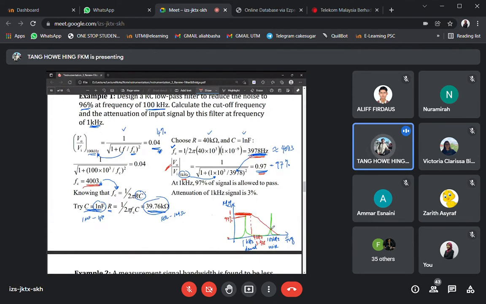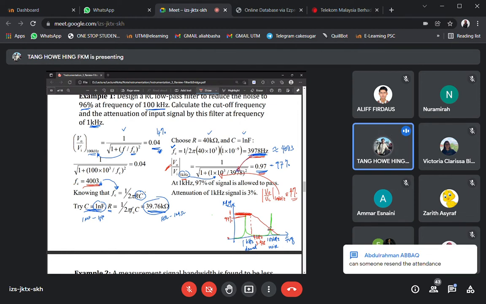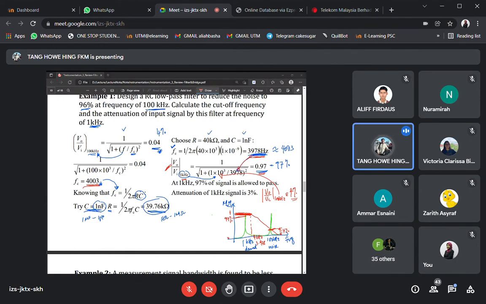Whereas over here, if you calculate back the Vout over Vi for 100 kilohertz, we substitute 100 kilohertz into here, and the cutoff frequency is the same as applied over here. If you press the calculator, you are going to get a value close to 4%, or 0.04. So it means that right now it will be suppressed and only 4% is allowed to go through.